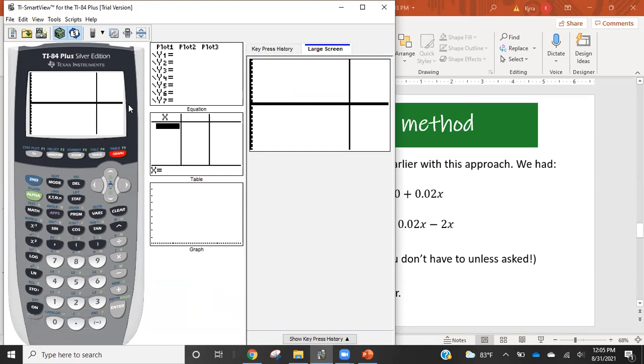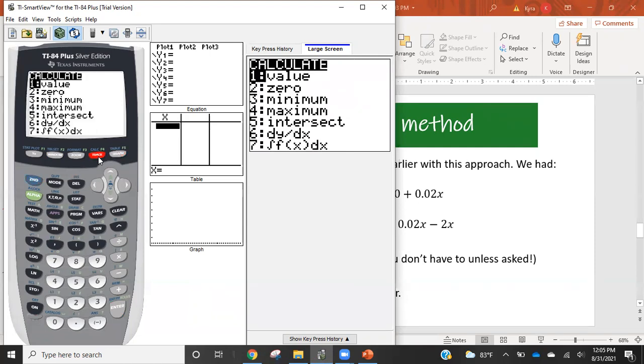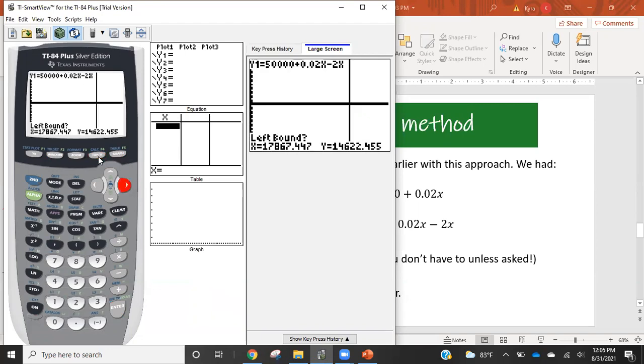Okay, so now we have what looks like a vertical line, but remember we're way zoomed in and it's not quite a vertical line. So if we say second calc, and we want a 0, and so our left bound is going to be, this is going to take a second. We want our left bound to be negative, so y equals, let's see.